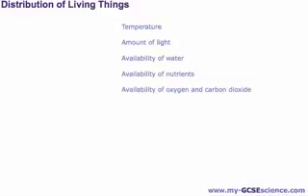Hello and welcome. For this video we are looking at the idea of distribution of living things, and by distribution we mean just how they are spread around in either their habitat or their environment. And there are a few factors that will have an impact on how they are distributed. Those factors are temperature, the amount of light, the availability of water, the availability of nutrients, and the availability of oxygen and carbon dioxide. All these things will have an impact on how these living things are distributed.